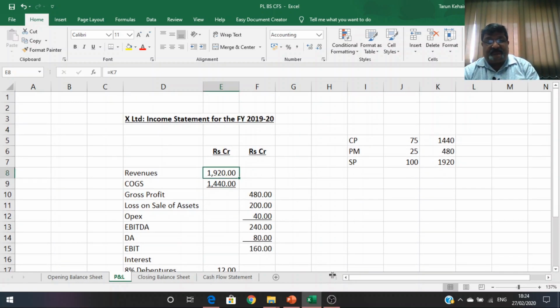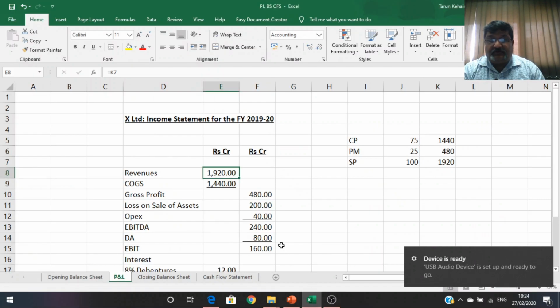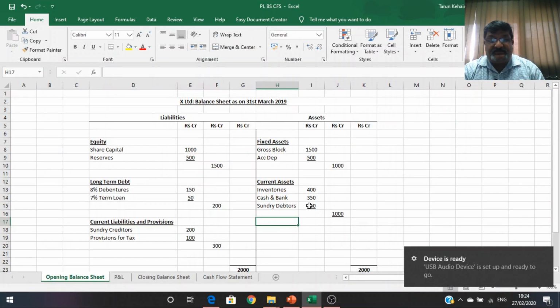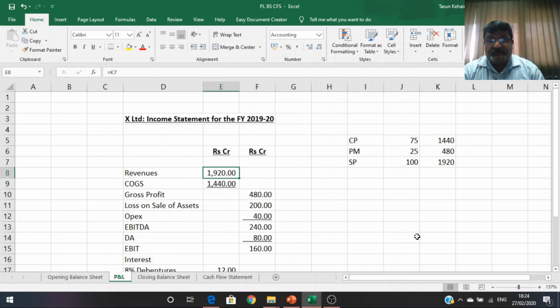If you look at the problem statement, it tells you that inventories worth 1400 crores were procured during the year. So you first need to find out how much the opening inventories are. The opening inventories were 400 crores. On top of that, we have bought another 1400 crores, so the total makes it 1800 crores. Out of this 1800, 80% of the inventories were sold, which is nothing but 1440 crores. So the total COGS, or the cost of goods sold, is essentially 1440 crores, right?